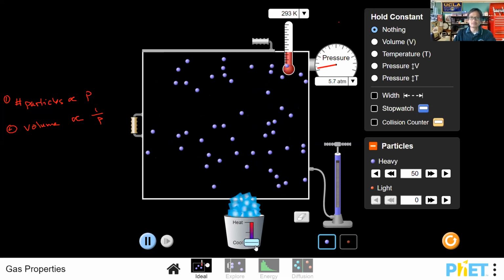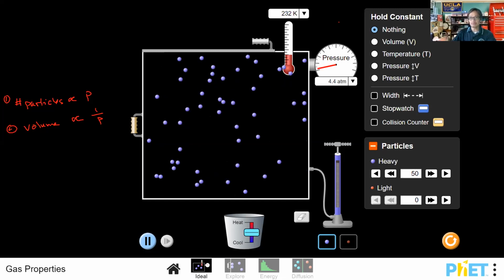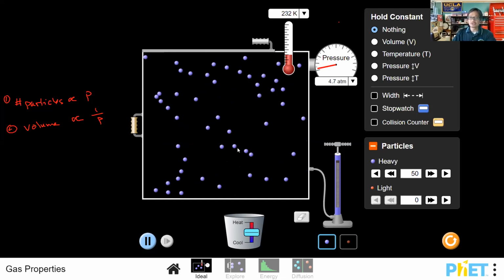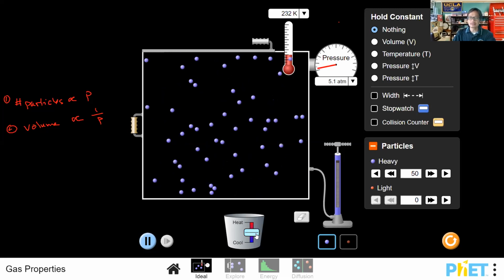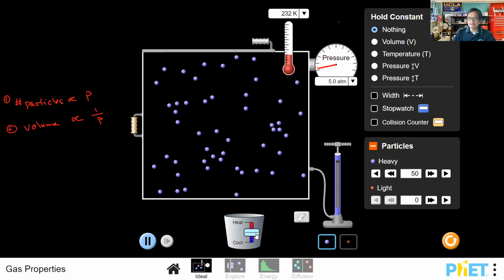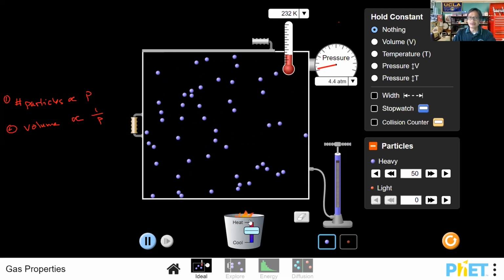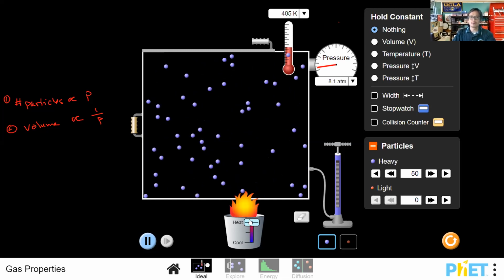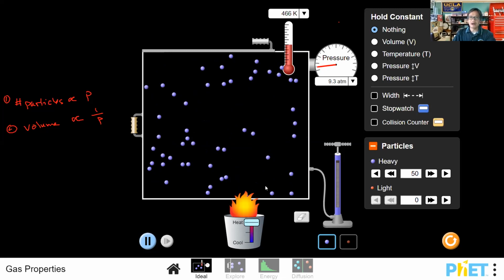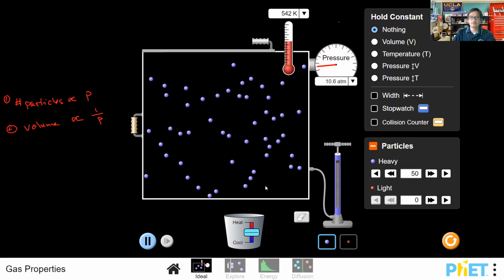Look at what happens to the particles, folks. The particles will change the way they move. Now remember, we talked about the movement of these particles: they're random, rapid, and constant. But by changing the temperature, by adding heat, let's continue to add heat. You look at the thermometer in the upper right-hand corner. The temperature's going up to about 540 Kelvin now. These gas particles move faster.